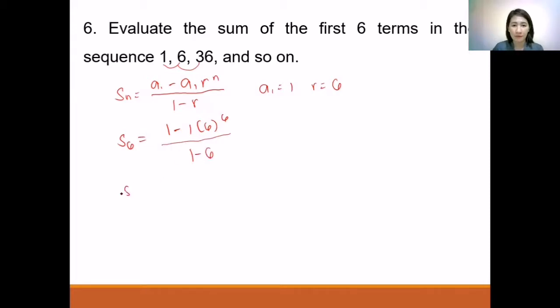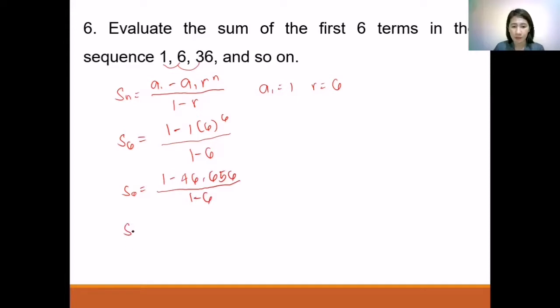Okay, so we have to get the exponent first, simplify the exponent. We may actually remove 1 here because whatever value we'll get here, it's just the same if you're going to multiply it with 1. So we just have to simplify 6 raised to 6 now. So 6 raised to 6 is actually equal to 46,656 over 1 minus 6.